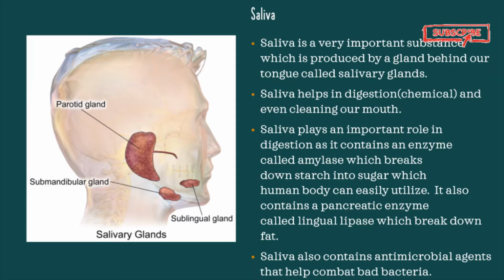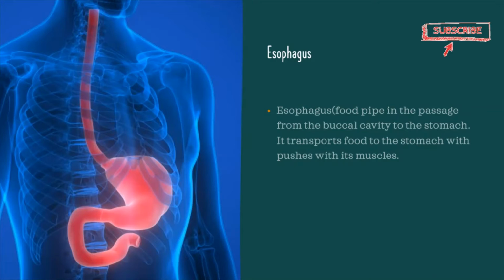Saliva also contains antimicrobial agents that help combat bad bacteria, as I told previously. So let's go to the next slide and see what's there. Let's learn about the esophagus. That is the next major part in the digestive system. It is part of the alimentary canal. The esophagus is sometimes spelled OESOPHAGUS.